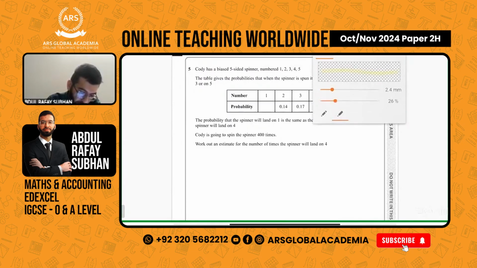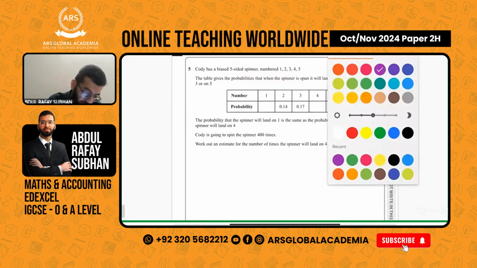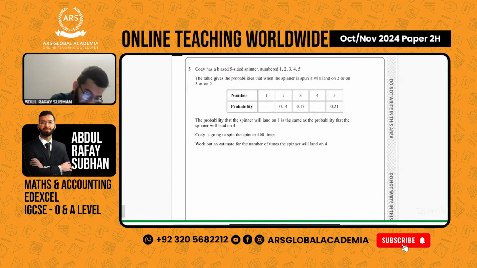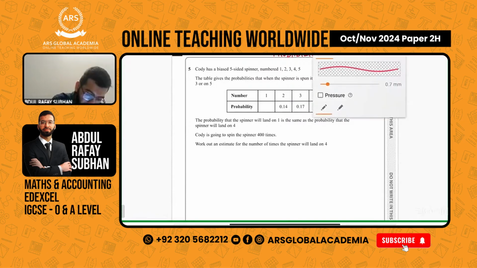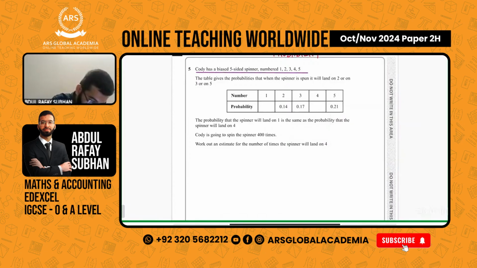Then comes a very important topic, which is probability. Probability was also tested in paper 1H, and they are again testing it in paper 2H as well. So we have got Cody, the person's name. The probability question says Cody had a biased five-sided spinner. When we have the word biased, it means that one number can occur more than the other number. The spinner is not fair.